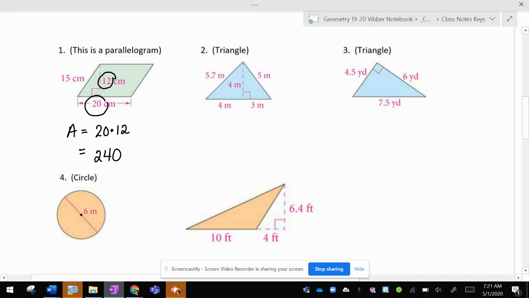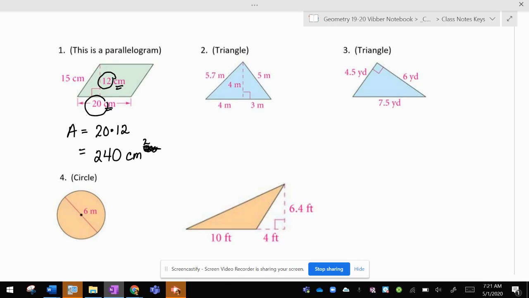Now let's talk about units. When I talk about area, I'm doing centimeters times centimeters. So I end up with square centimeters, and my computer freaked out. That should have been a 2. So square centimeters would be the units there.